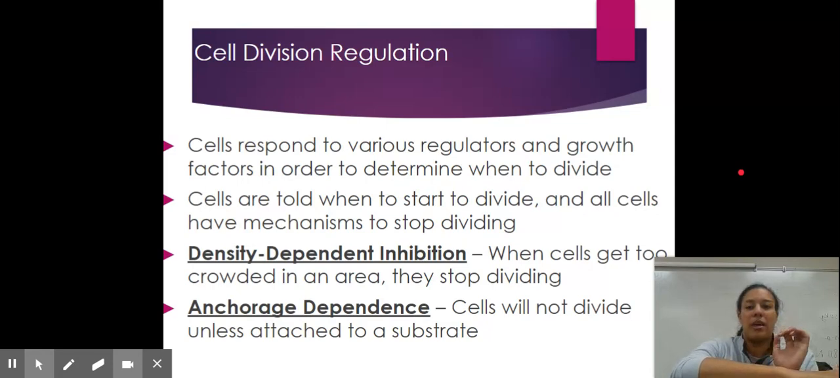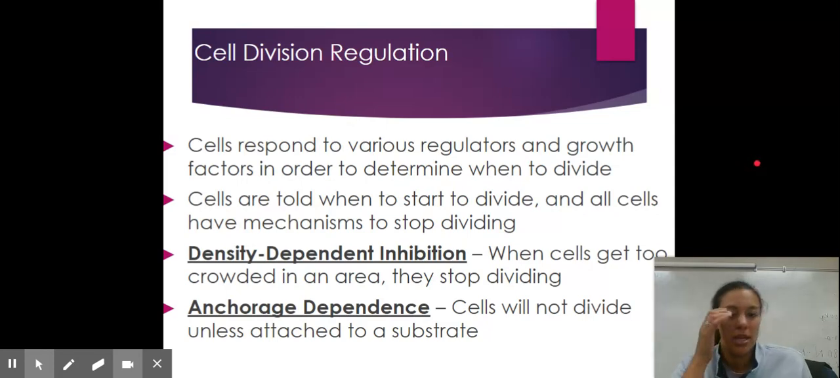They also display anchorage dependence, so they're going to link and stay in that space. And if anyone knows anything about skin cells, we know we have multiple layers of our skin, so they kind of stay within their location and they don't just go floating off to different areas of the body.